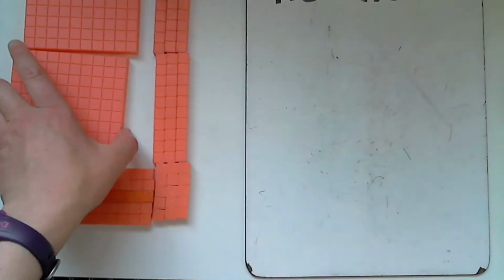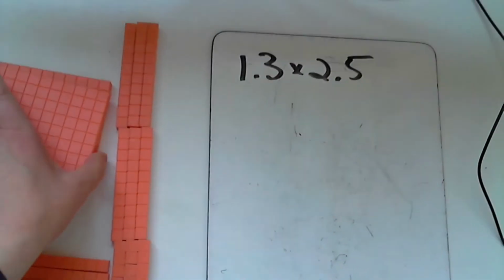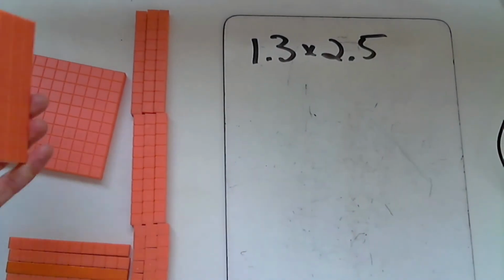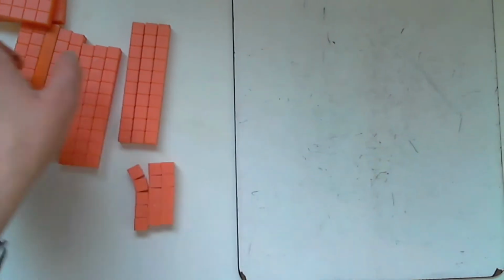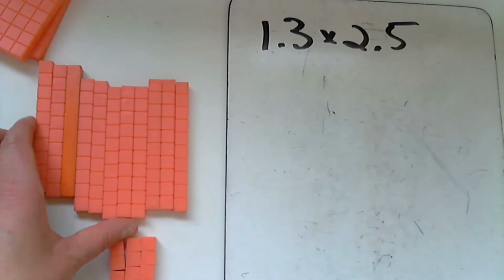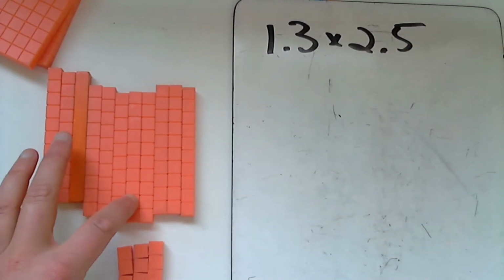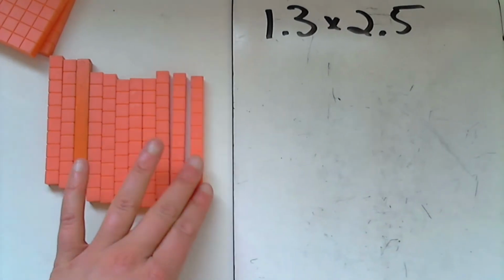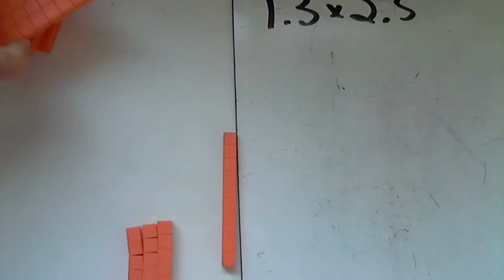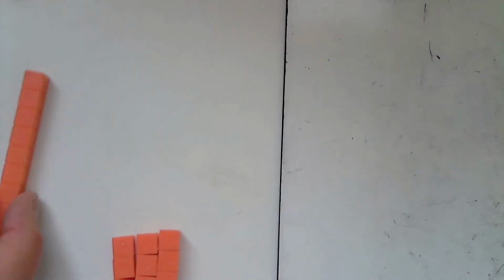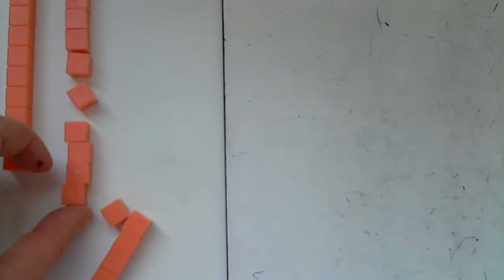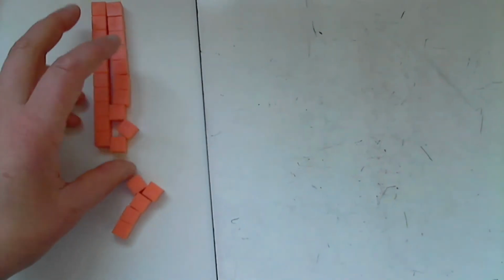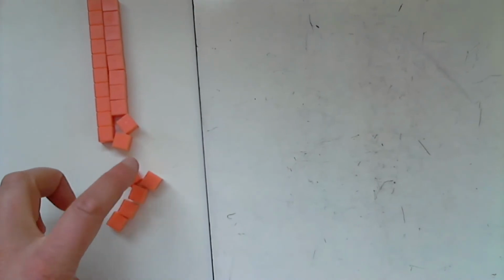So we've got 2 wholes, because from our original legend, this is one whole. Then how many tenths do we have? 1, 2, 3, 4, 5, 6, 7, 8, 9, 10, plus 1 extra. So that means I've got 3 wholes, and then a tenth. And then how many hundredths do I have? 10, and then 1, 2, 3, 4, 5.